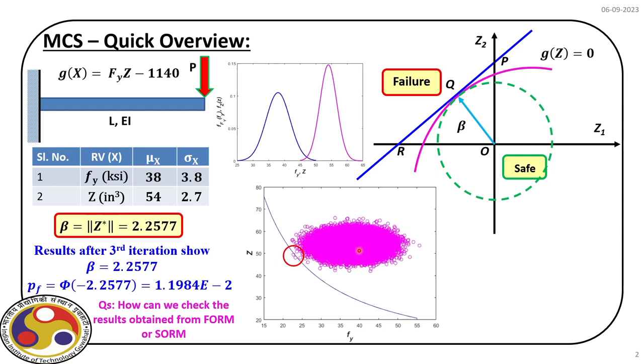If we can generate samples from the given PDF, then for every sample generated, for example this point, it has a corresponding Fy value and a corresponding Z value. We can use those values in the limit state equation and check whether it is equal to 0, greater than 0, or less than 0. Depending upon the value of g(x), we can decide whether it is a failure or safe. In this case, this point represents a safe generation of points corresponding to Fy and Z.